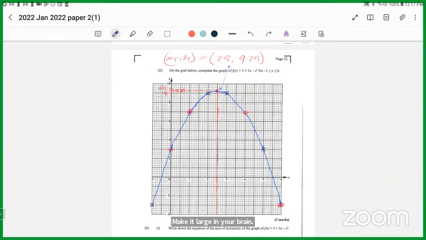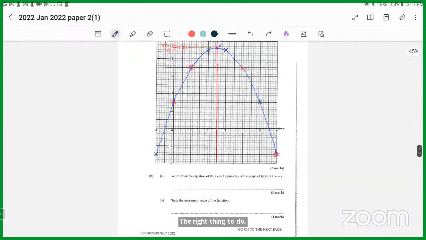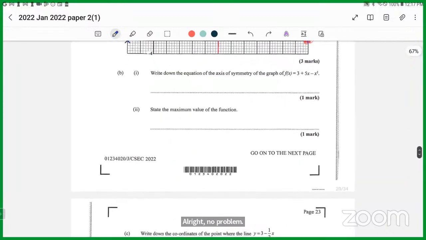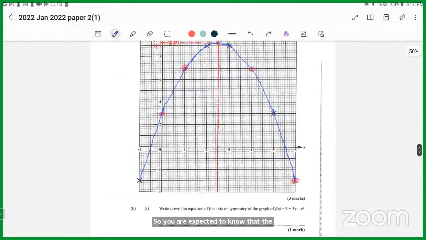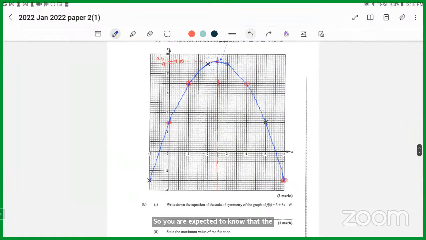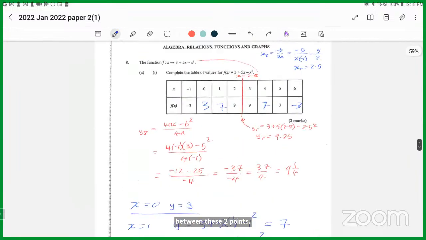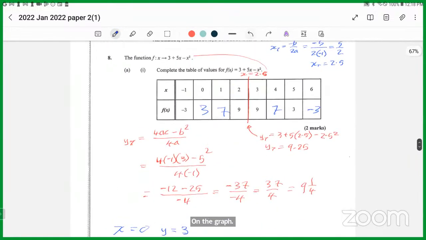All right, enough of that. Let's continue. This part down here now says, write down the axis of symmetry. You don't need to do any work. This is only 1 mark for it. So you're expected to know that the axis of symmetry is right between these 2 points on the graph and right between these 2 values on the table, because you have the 9 and the 9 here. It's on this red line, which is right in between the 2 and the 3. So it has to be x equals 2.5.